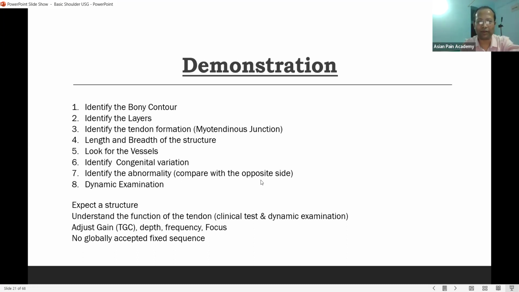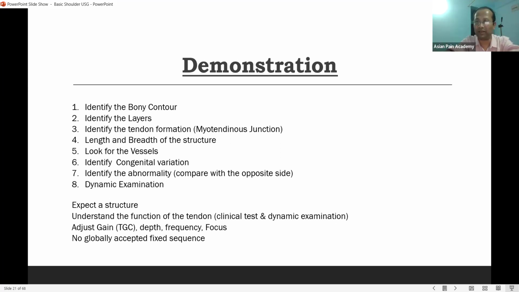Identify the abnormality, compare with the opposite side. In ultrasound, most of the time you expect something, and sometimes you feel that there must be something, that it is not normal. But when you see the opposite side, where there is no complaint, you see the same thing there. So you understand that okay, this is not abnormal, this is normal for him. So identify the abnormality by comparing the opposite side.